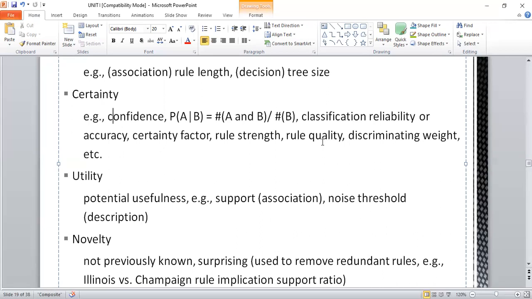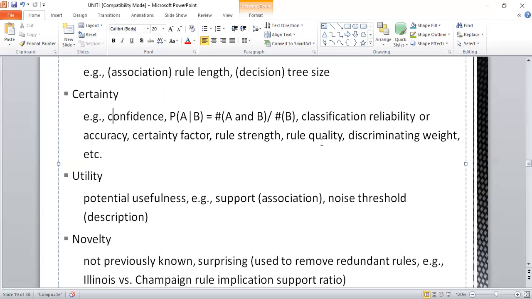So that means that that event has already happened and that is true. So support is basically representing us the truth value, and certainty, that means confidence, is representing us the chances of that event to happen in the terms of probability. Okay, what is the probability of that event to happen? So these are the two factors. Next, second and third one. So first one was simplicity, second one is certainty, third one is utility, and last one is novelty.